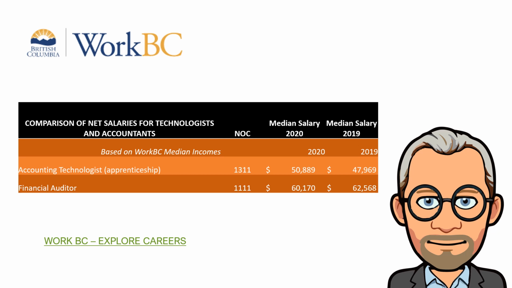The current infographic on CPA BC's website points to an $8,000 increase in median salaries for BC CPAs from $100,000 to $108,000. By contrast, the Work BC website shows a $2,500 decline between 2019 and 2020. What's more, the CPA BC median value is 80% higher than Work BC's.